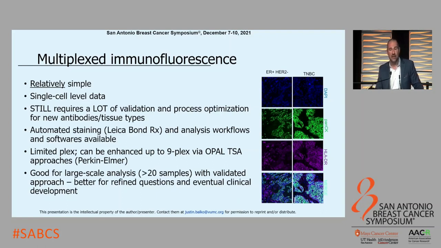Now, there are certainly technologies that go up to 9 plex, for instance, with the Opal TSA approaches that's owned by PerkinElmer and now to some degree Akoya. However, it's important to remember also that going up to a custom 8 or 9 plex assay requires an intense amount of validation. It can cost several $100,000 just to develop an assay, and it can cost 6 months or a year to develop that assay. So those are important considerations. It's also excellent for large-scale analysis if you are able to get that 3 to 4 plex assay up and running.